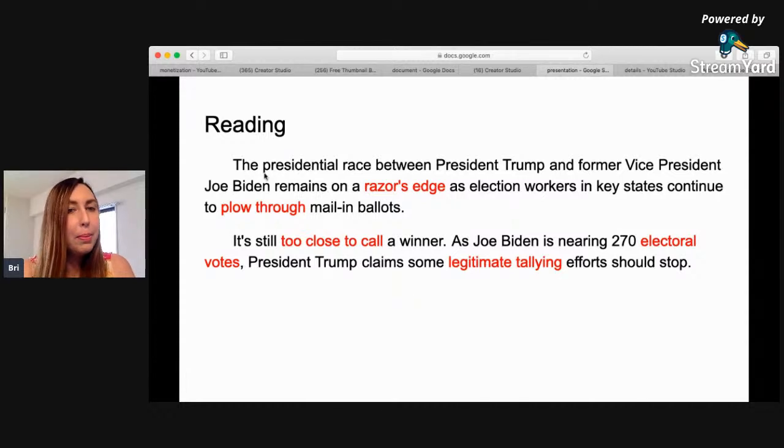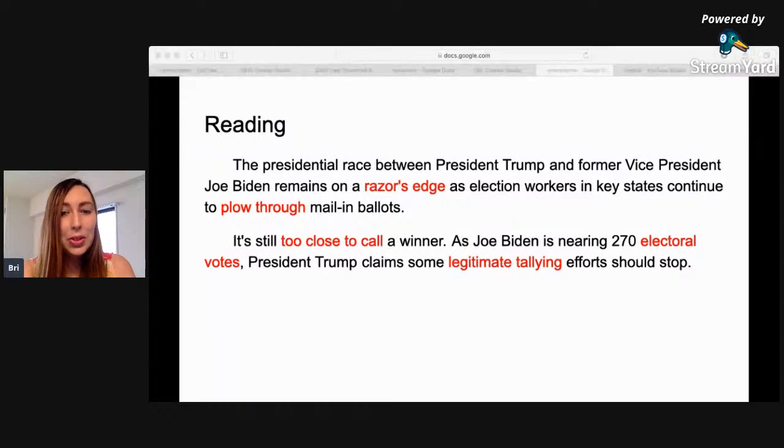Okay? The presidential race between President Trump and former Vice President Joe Biden remains on a razor's edge as election workers in key states continue to plow through mail-in ballots. It's still too close to call a winner, as Joe Biden is nearing 270 electoral votes. President Trump claims some legitimate tallying efforts should stop.